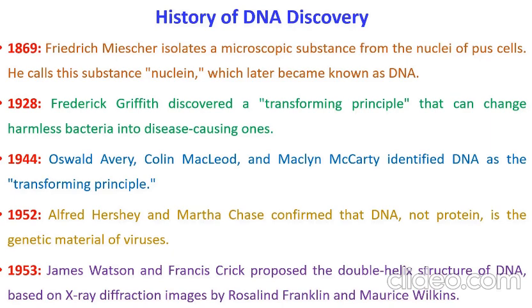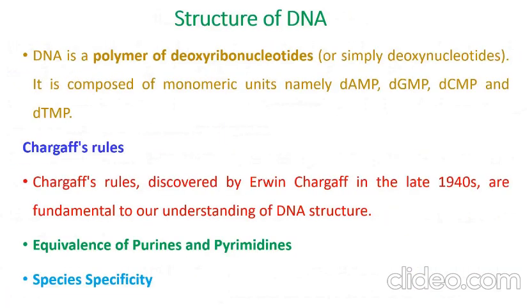In 1952, Alfred Hershey and Martha Chase confirmed that DNA, not protein, is the genetic material of viruses. In 1953, James Watson and Francis Crick proposed the double helix structure of DNA based on X-ray diffraction images by Rosalind Franklin and Maurice Wilkins. Structure of DNA. DNA is a polymer of deoxyribonucleotides. It is composed of monomeric units, namely deoxyadenosine monophosphate, deoxyguanosine monophosphate, deoxycytidine monophosphate, and deoxythymidine monophosphate.